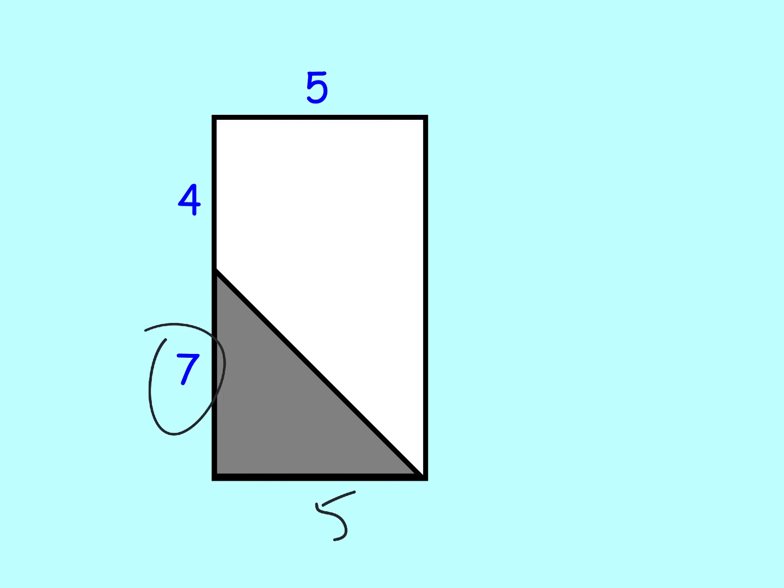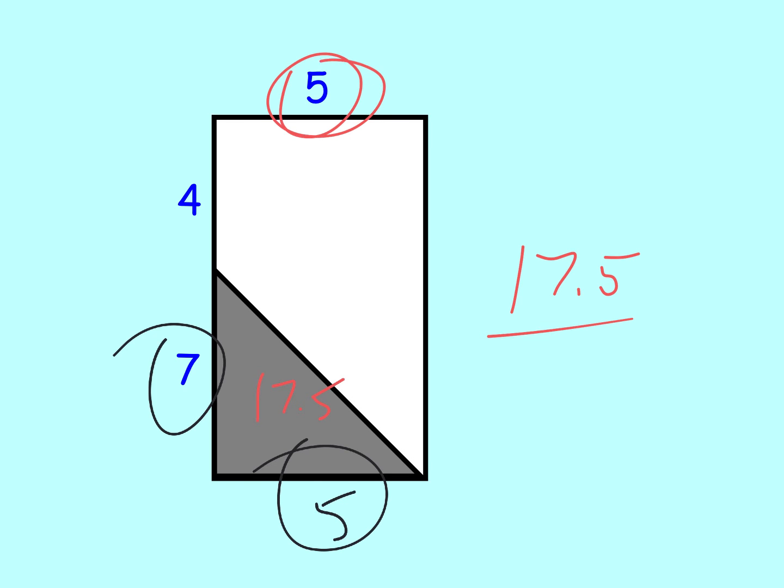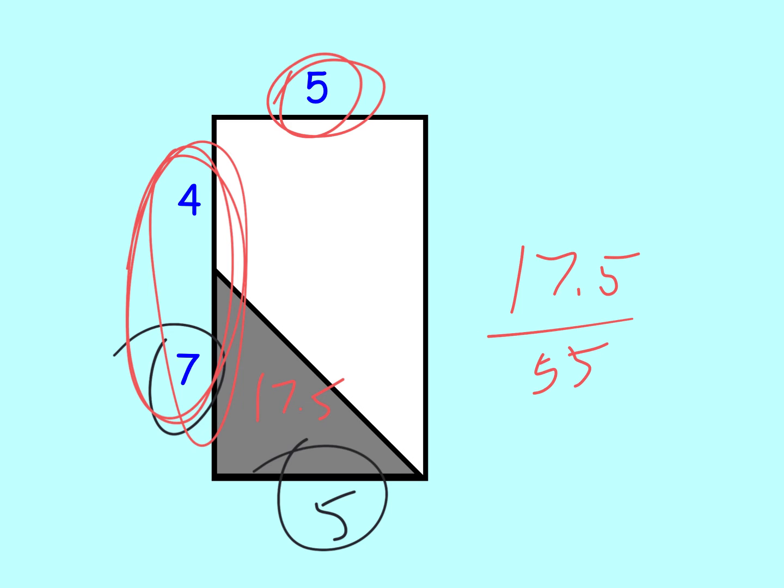So if this is 7 times 5, you should have had 35, but then you take half of that. So what do you get for half of 35? I'm going to use my calculator and go 35 divided by 2, and I get 17.5. Did you agree that that was 17.5 for the big square, or the shaded? 17.5, good. 17.5 divided by the whole thing, which is not 5 times 4. It's 5 times 11, makes 55.